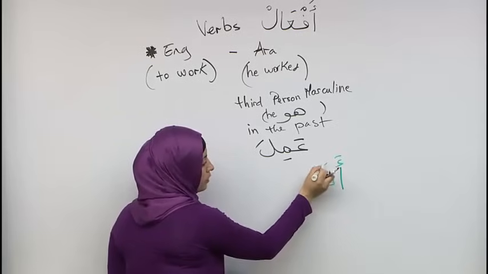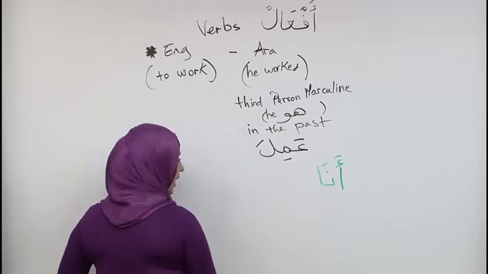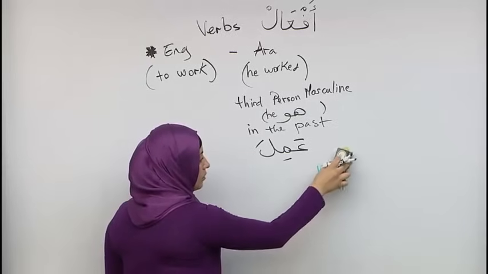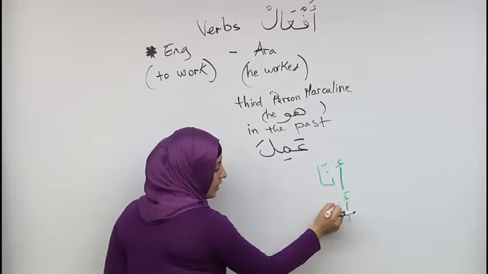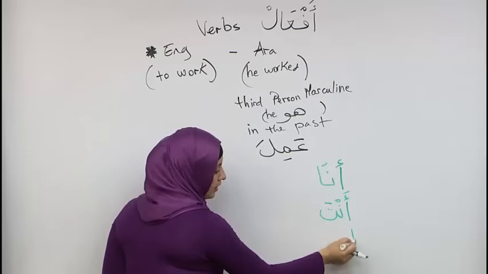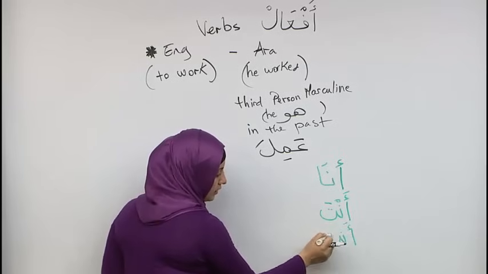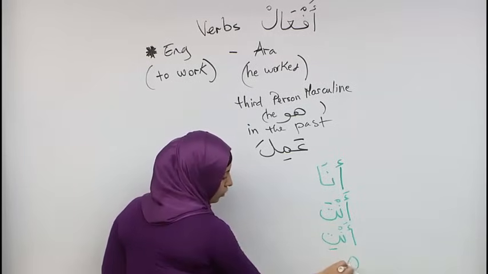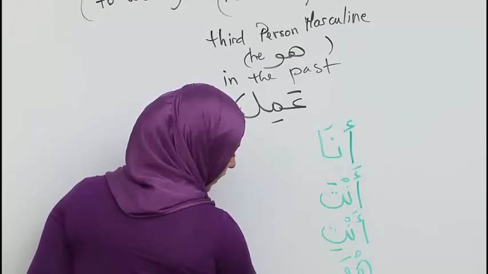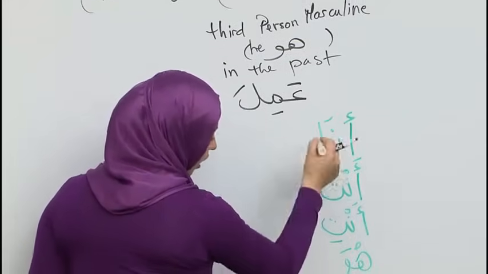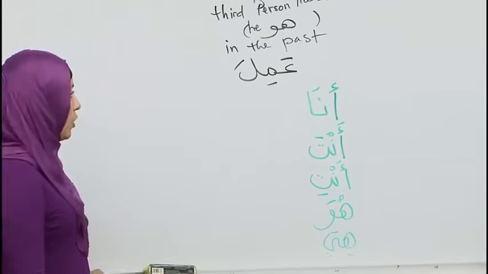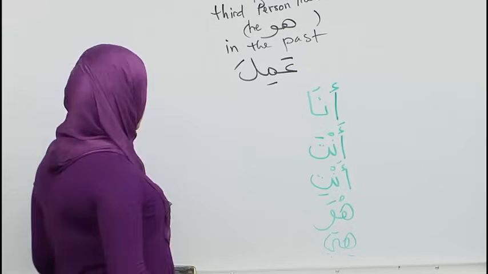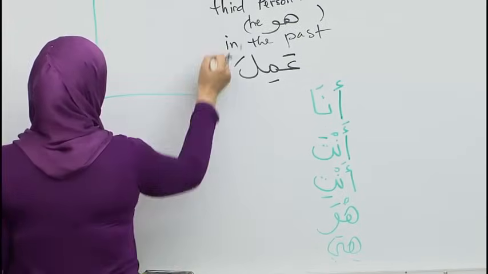So we're going to take the subject pronouns we learned: ana, anta, anti, huwa, وهي. I, you, female, he, and she. So you want to say, let's say, a couple of verbs.